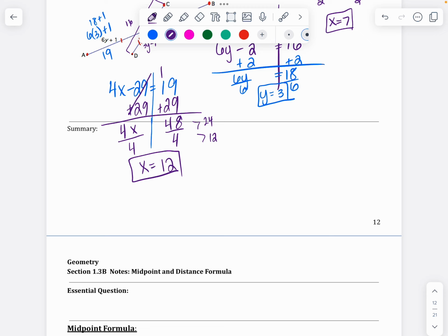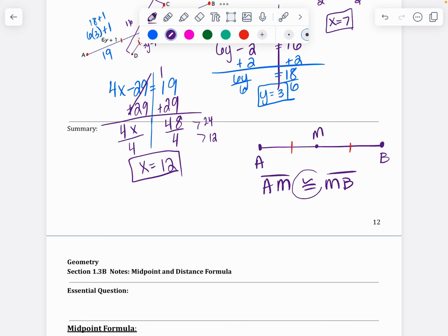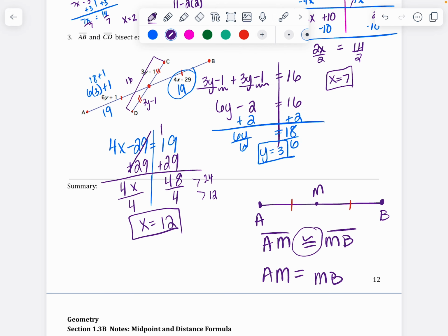Okay, so in summary, if you have a segment AB and you have a midpoint M, that means that these are congruent. So segment AM is congruent to segment MB. And if they are congruent, so you see this symbol or you see the marks here, that means that their lengths are equal. And we can use that to solve a lot of properties in lengths in geometry.